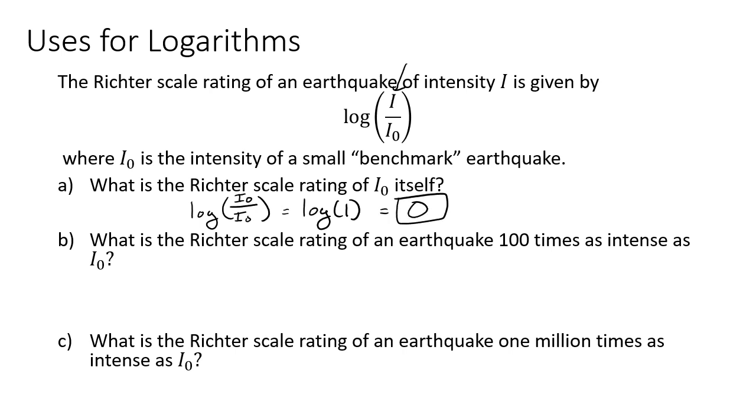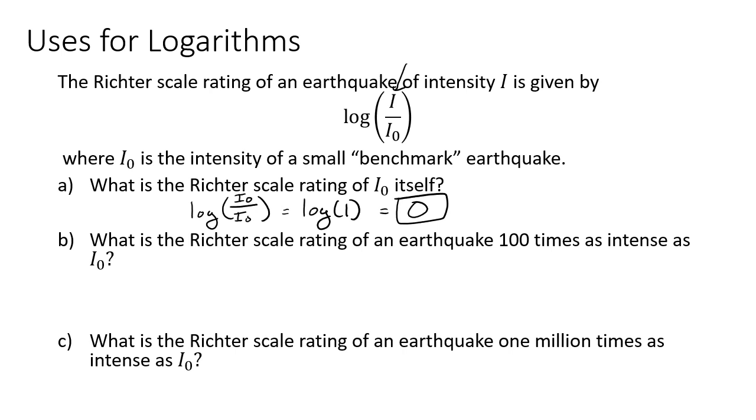The answer is 0. And so that makes I0, this small benchmark earthquake, the start of the Richter scale, starting at 0. Although again, because our instruments are more advanced, you can actually have earthquakes that people can't feel, which would have a negative Richter scale value.